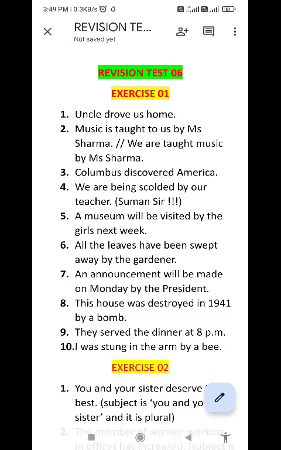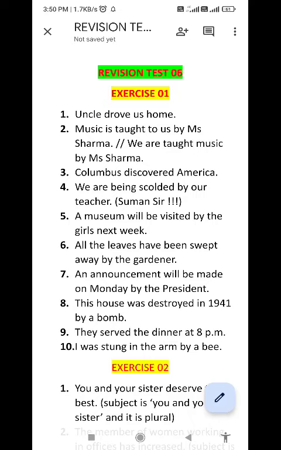Now if we take the indirect object us and make it subject, then we have to write it we are taught music by Ms. Sharma. Then comes 3. It was written that America was discovered by Columbus. Was discovered, passive form, and because it is written was, in the active I have to write the main verb in past too. So I have written there Columbus discovered America. Discovered, why past tense? Because the be verb in the passive was also past.